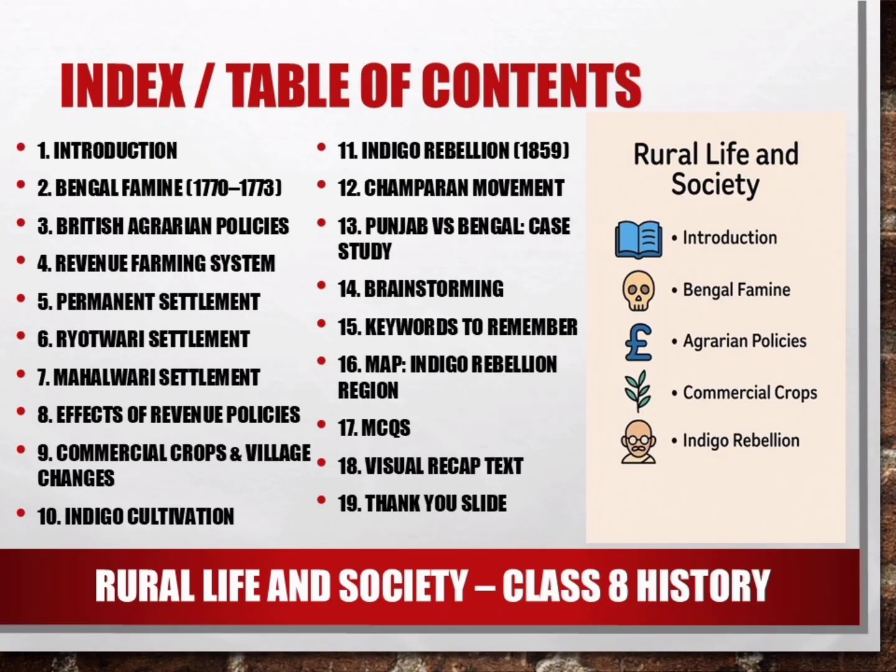Here is the index of our chapter. It includes the Bengal Famine, British revenue policy, the Permanent Settlement, the Ryotwari and Mahalwari systems, indigo cultivation and the revolt against it, the Gandhi Champaran movement, and finally a comparative case study of Punjab and Bengal. With each topic, we will provide interesting facts, visuals, and MCQs.